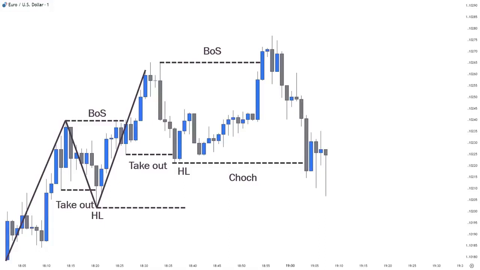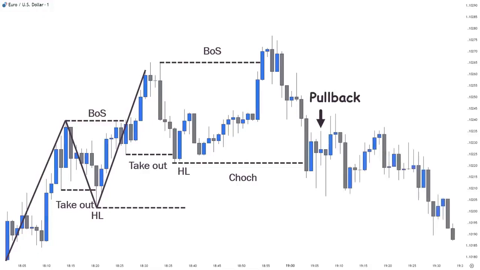We will consider the movement that created the change of character as a new impulsive wave to the downside. So once again, we apply the concepts of market structure. First, we will identify the pullbacks and look for liquidity takeout to confirm our corrective move. This is our most recent pullback in terms of candlestick formations. So let's see what the market will do.